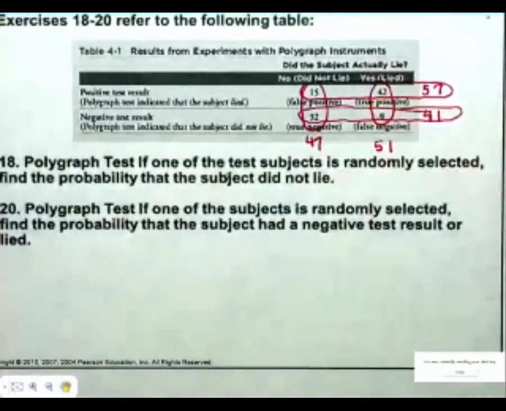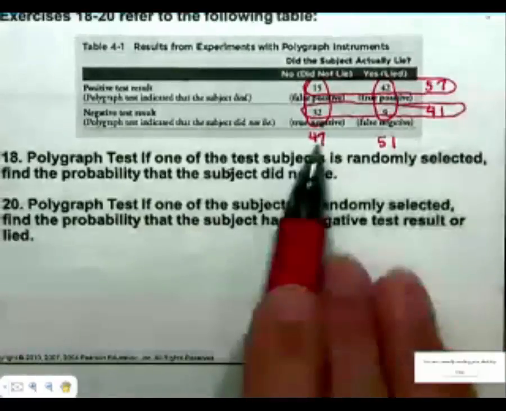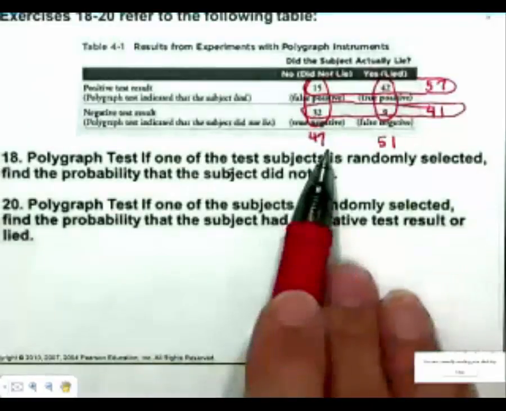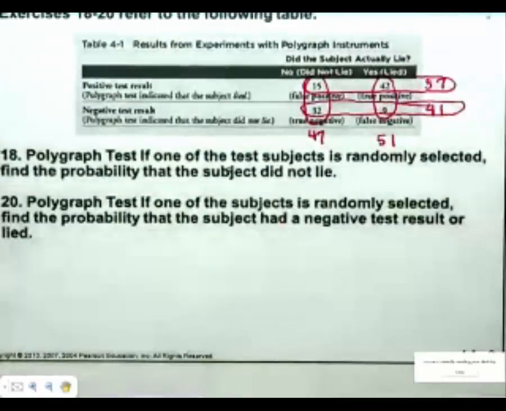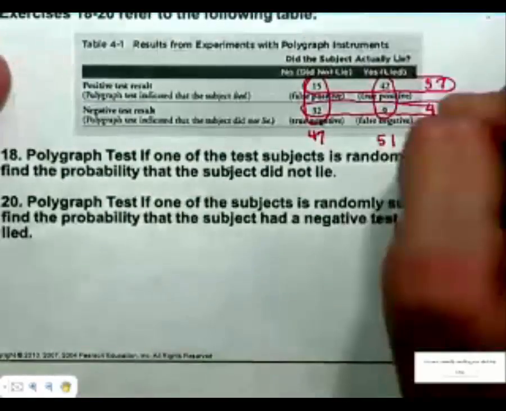When you say all, do you mean 57, 41, 51, 47? No, 47. Okay, several ways you can do it. Without looking at what I wrote out to the side, you could just add up the numbers here, or this would have to give you the same answer if you added the liars to the not liars. Or if you added the positives plus the negatives, that would have to give you the same answer. So there are 98 people who took the polygraph.